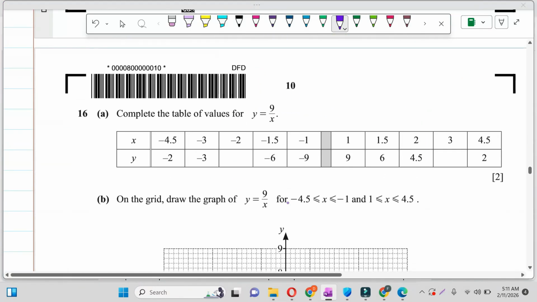Question number 16. Complete the table of values for y equals 9 over x. So we have the values of x from negative 4.5 up to 4.5.